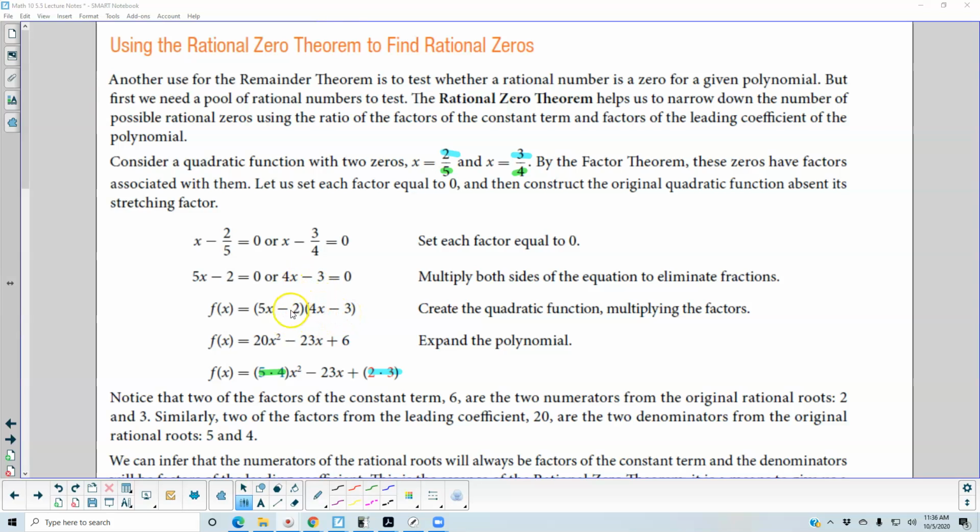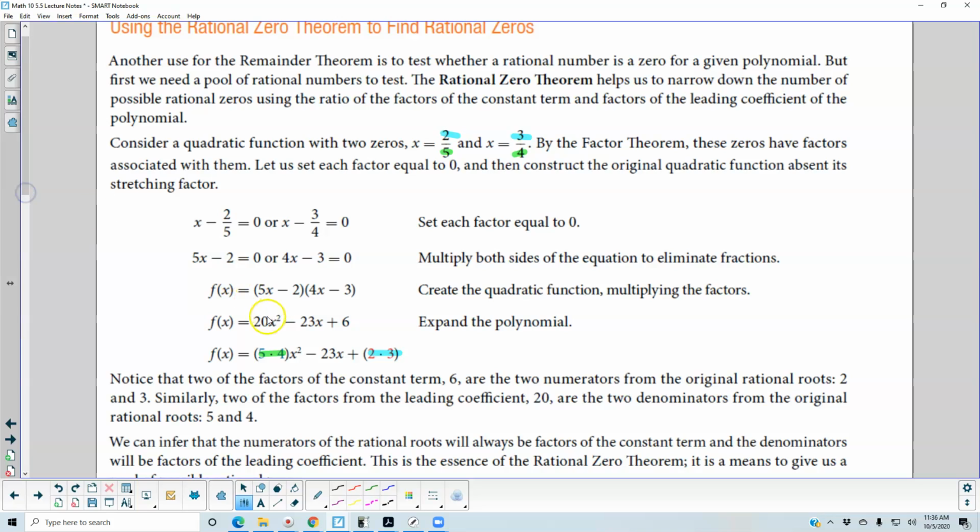And then we're going to multiply using the FOIL or however way you want to multiply to expand the polynomial to get f of x, which is equal to 20x squared minus 23x plus 6. Now I want you to look at the leading coefficient, 20. Well, the factor of 20 is 5 times 4. And if you notice, in the denominator of those two zeros, it was 5 and 4. And then look at the constant term 6. Well, the factors of the constant term 6 are 2 and 3, which are the numerators of those zeros.